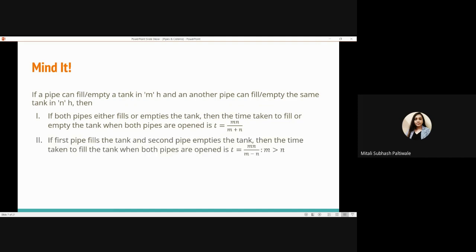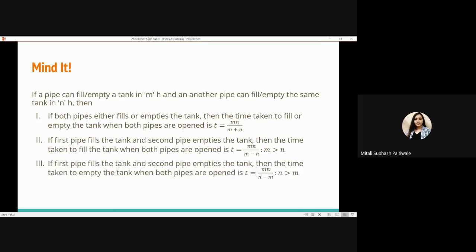Another thing, if the first pipe fills the tank and the second pipe empties the tank, then the time taken to fill the tank when both pipes are opened will be T is equal to mn by m minus n, because one is emptying the tank. This holds wherein m is less than n. But in case n is greater than m, that means the other pipe is emptying the tank in just no time and m is taking the longest, then here is another formula.